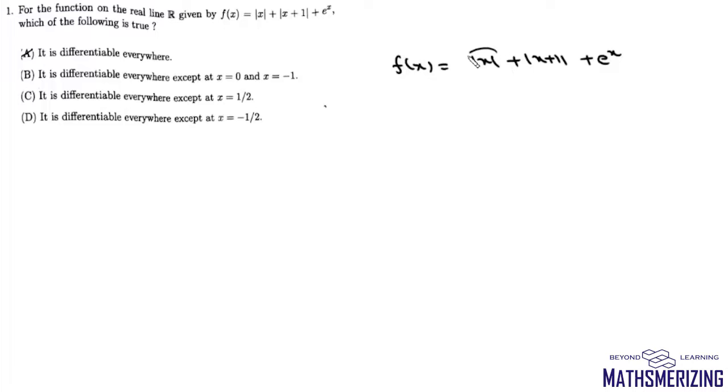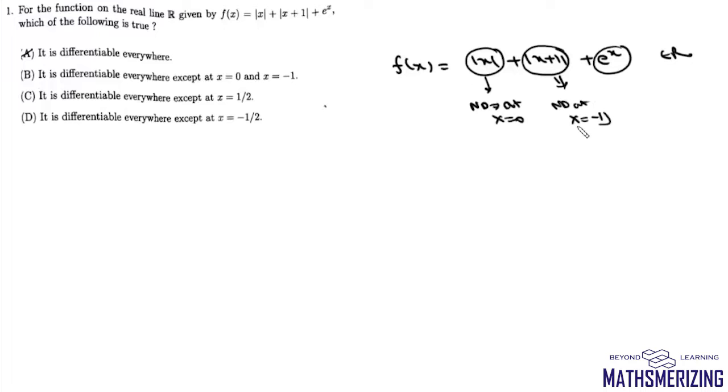Now we know that mod x is continuous in R, mod x plus 1 is also continuous in R, and the exponential function is also continuous. So this function is continuous for x belonging to R. Now what about differentiability? Mod x is not differentiable at x equals 0. Mod x plus 1 is not differentiable at x equals minus 1, and e to the power x is differentiable for x belonging to R.